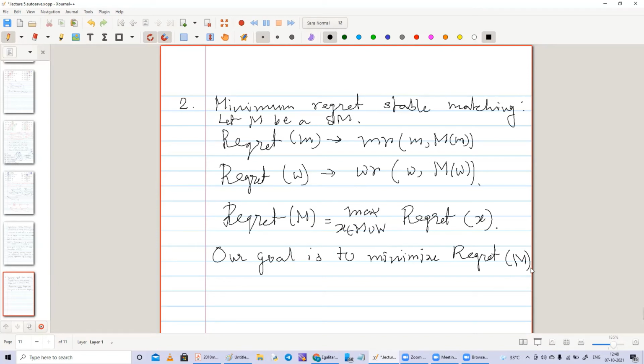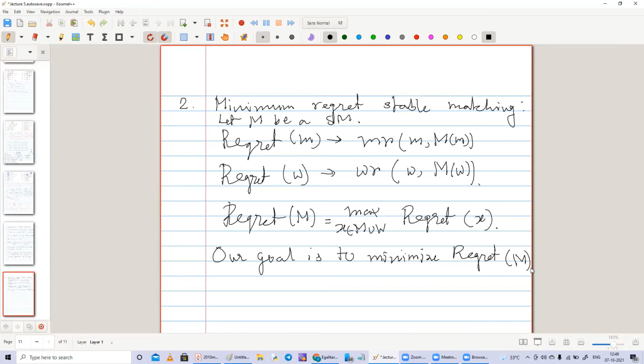Okay. So what is a minimum regret matching? Basically what is happening here, suppose we start with a stable matching, and in that matching for each man we see the rank of his partner, and we define it as the regret of that man. So if the rank of the partner of M is, suppose, 5, then the regret of that man is 5. Okay, regret value.